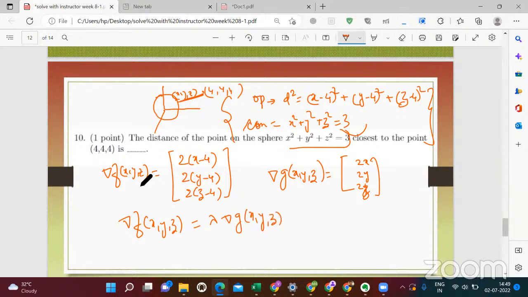Okay. So now you can equate it. 2 of x minus y should be equal to x of x minus 4, which equals 2x lambda. So what lambda will you get from here? So you'll get x as lambda, 1 minus lambda. Sorry.